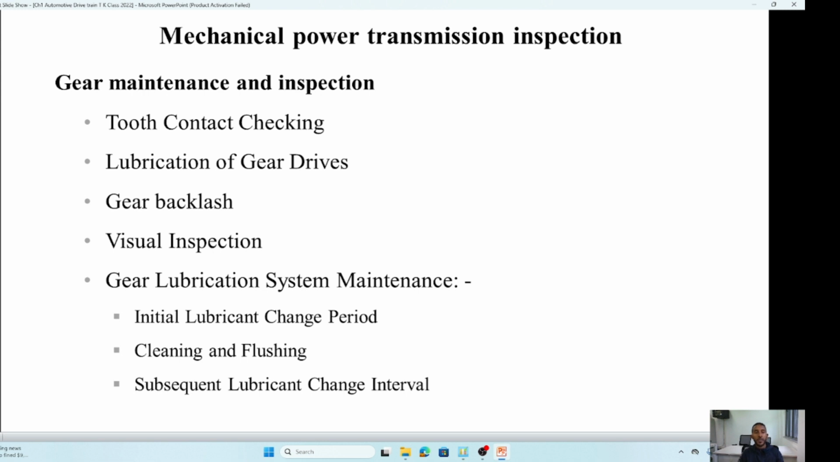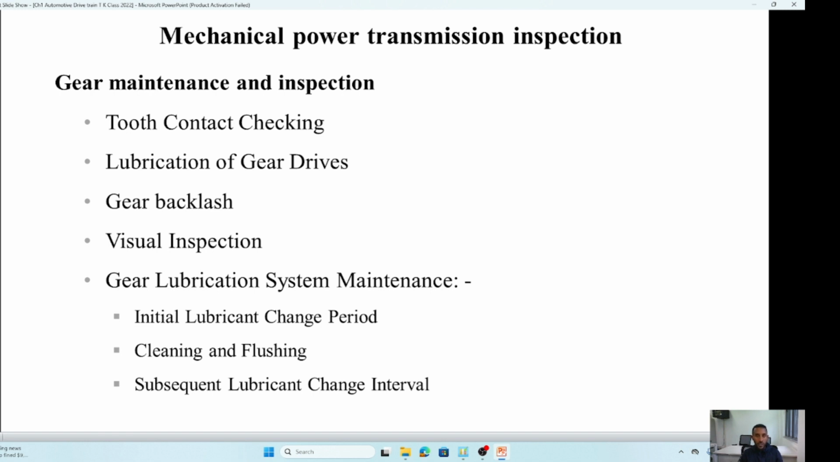For example, gears obviously require an initial lubricant change period. Most vehicle owners, especially the experienced ones, do one thing. After they buy a new vehicle, what they do first is try to change the gearbox oil, differential oil, and also the engine oil. We call this the initial lubricant change period. That means this is really valuable to assure different factors.